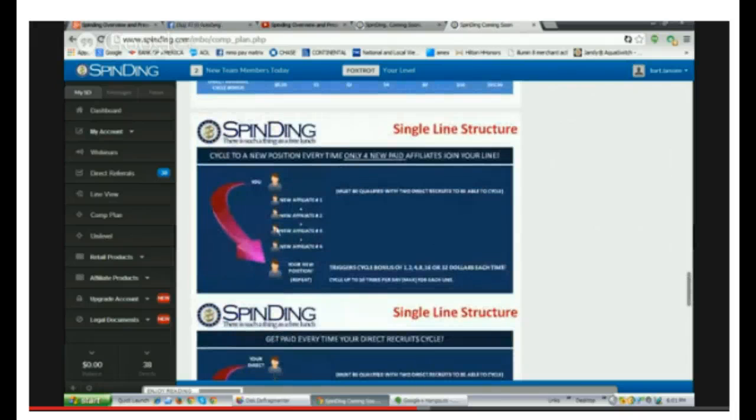So this explains the single line structure, right? You with 4 people behind you, and then your position pops out, repeats. This is how you're cycling 10 times a day, right? All right.